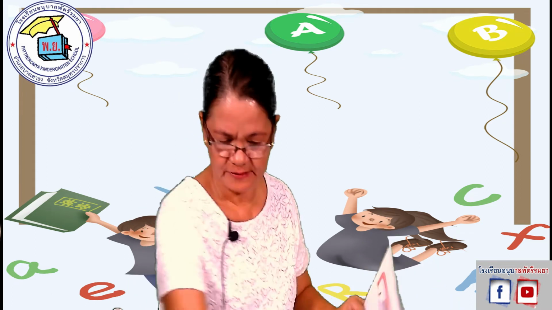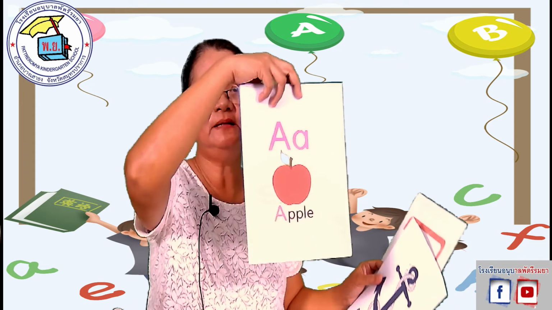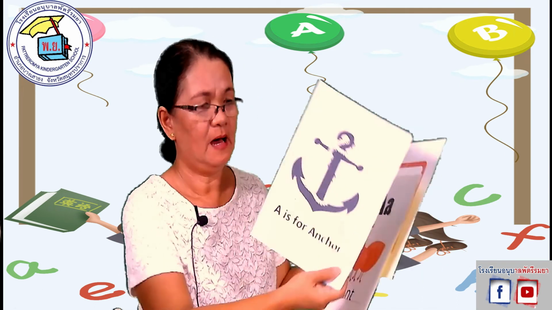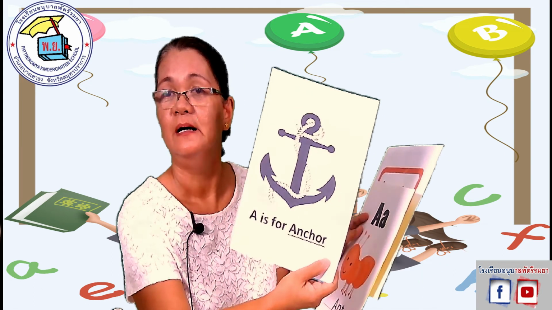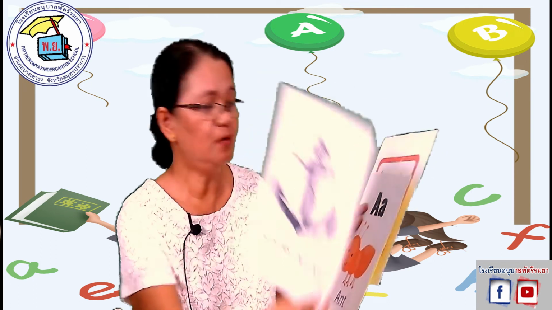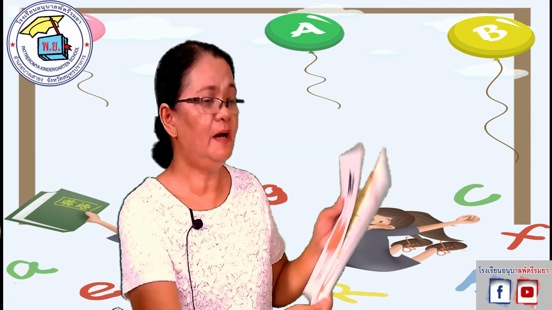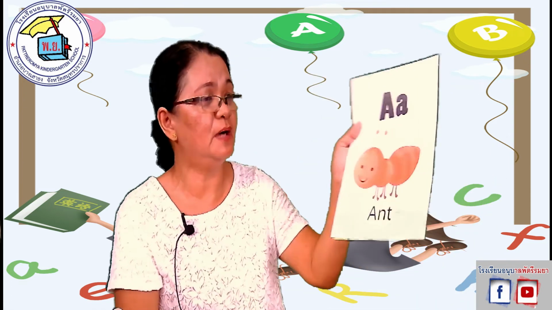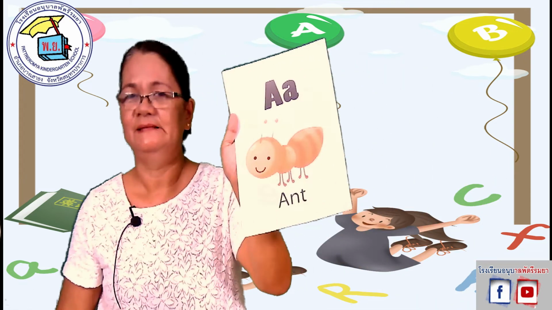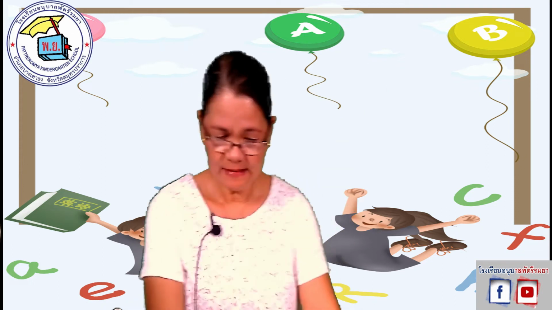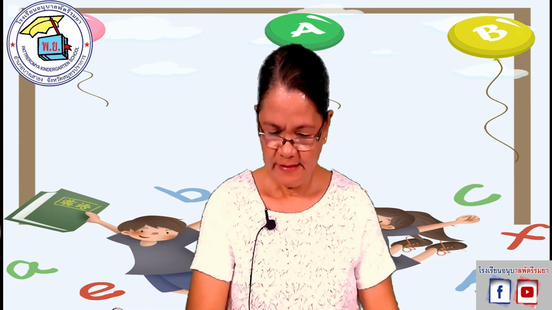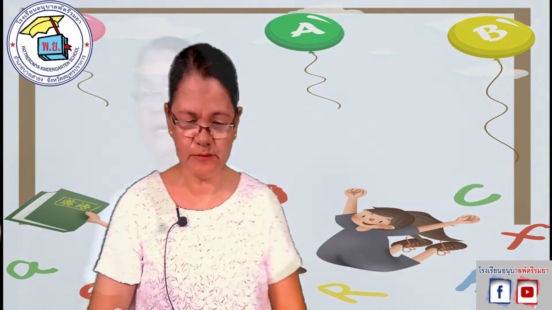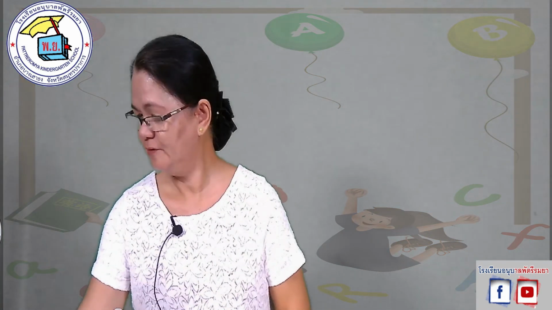Can we review? Apple. Apple. Anchor. Anchor. Airplane. This is the word airplane. And the last one, ant. Okay? So this is the first one. Later we are going to have your homework.